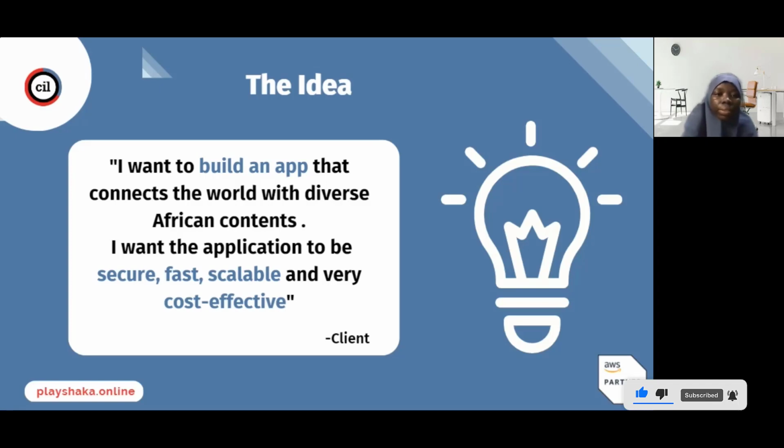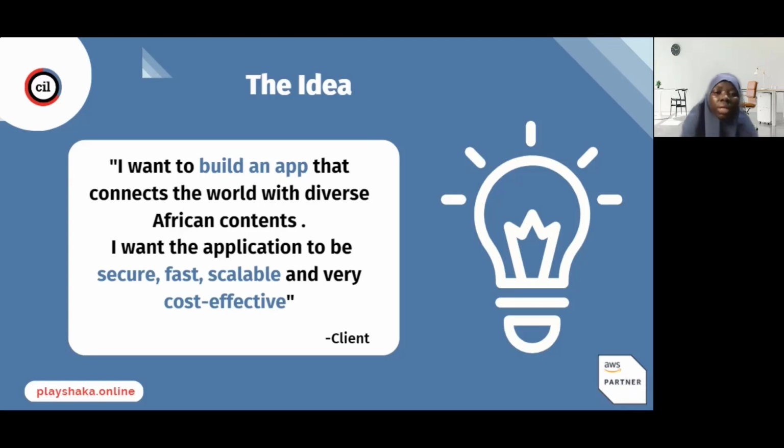Just like what Olaoluwa has said, we will be discussing what gave birth to Playshaka, what's the idea behind Playshaka, how we're able to develop Playshaka, what are the strengths of Playshaka, and what we are able to achieve while building Playshaka.